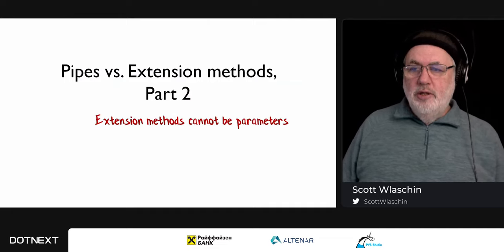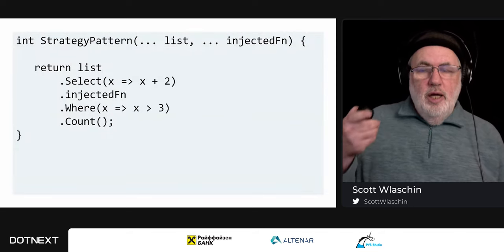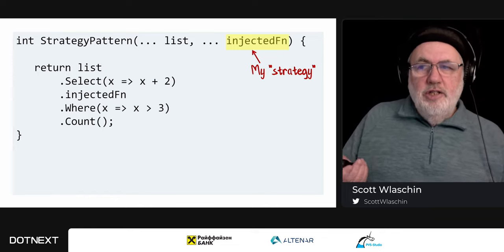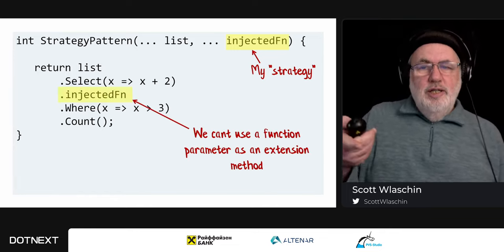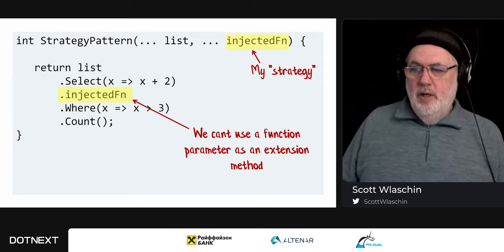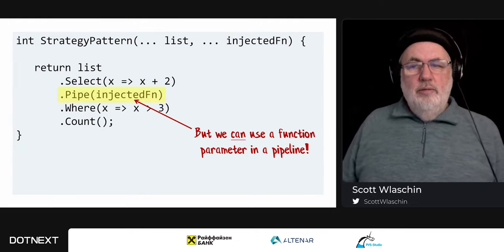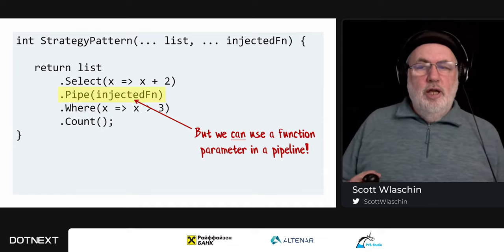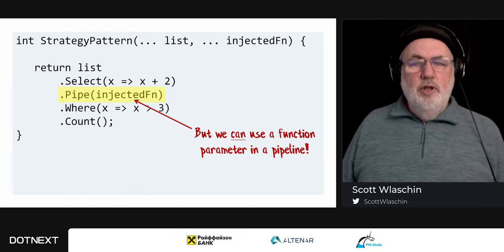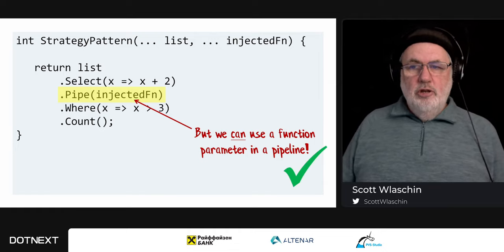Right. One more thing about extension methods is that they don't work in some cases because they can't be used as parameters. So if I have a bunch of LINQ calls like this, and I have a function that I want to feed in as my strategy pattern, if I'm trying to inject this into the pipeline, I can't, because it doesn't work. You can only use extension methods there. So you can't do that. However, if I use a pipe, then I can. So the pipe allows you to do things like inject functions that you wouldn't be able to do if you were just using extension methods. So pipes are a bit more useful in general than extension methods. I mean, extension methods are nice, but pipes are better. So that's the good way of doing it.